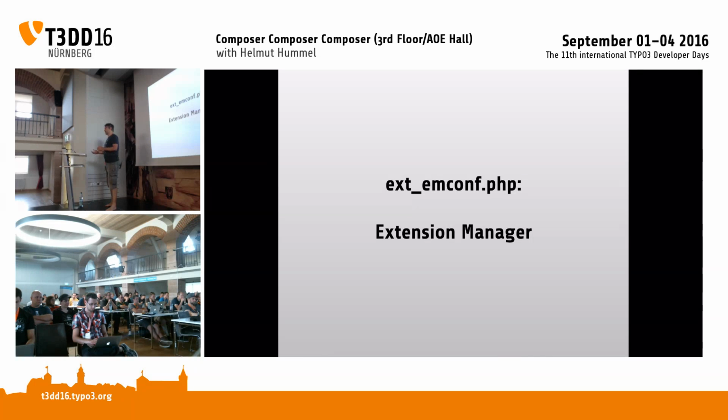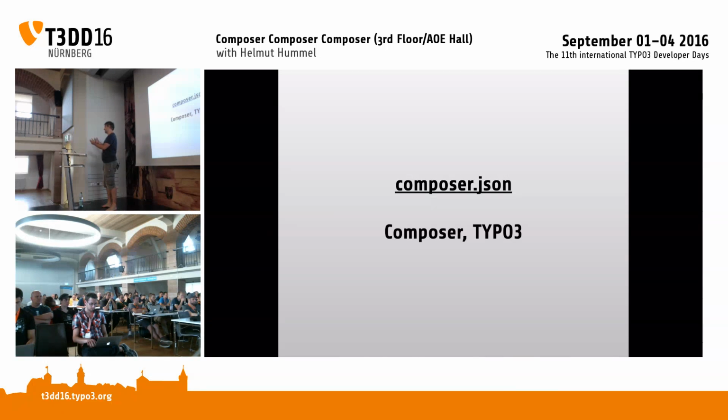And basically, we have two worlds. So the extension manager needs this ext_emconf file, and that's why every extension needs to provide it as well, even if it's duplicate information in there. For example, the author needs to be in there, and it also needs to be in the composer.json file. And you can read up how a composer.json file looks in the Composer documentation, of course. And recently, I created a more specific specification of how a composer.json for a TYPO3 extension needs to look.